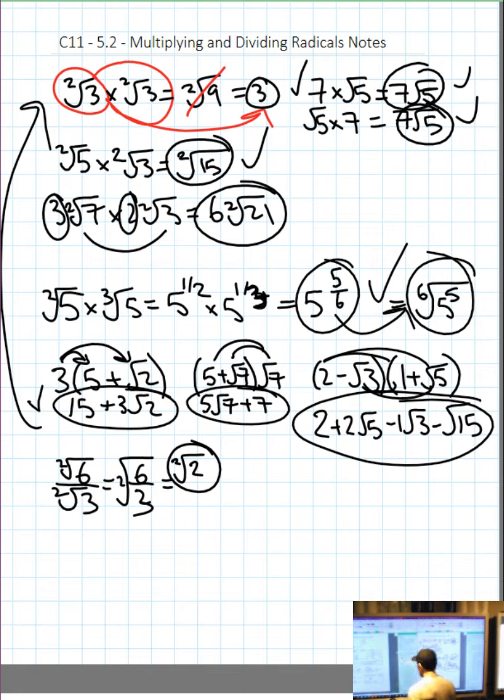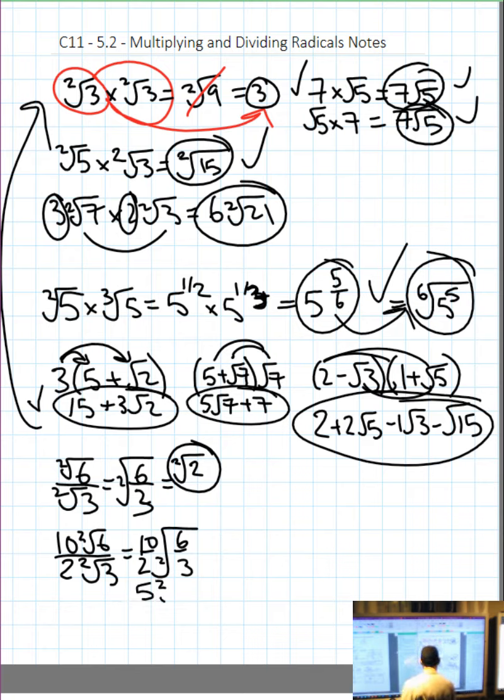So a little bit more of that. So let's go for 10 square root 6 over 2 square root 3. And we can turn that into a single root. Let's put 10 over 2 in front and 6 over 3 on the inside, still a square root. And 10 divided by 2 is 5. And 6 divided by 3 is 2. So 5 square root 2. Circle your answer. Type it into the calculator. Make sure it's correct.